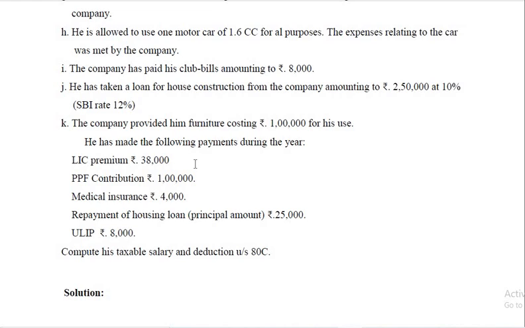Medical insurance comes under 80D, and therefore that is not to be taken here. It does not come under 80C. And then repayment of housing loan, principal amount. Yes, principal amount is available here for deduction under 80C. 25,000 should be taken. ULIP, unit linked insurance plan, also qualifies for deduction under 80C. One more thing, the assessee's contribution to recognized provident fund also comes under 80C. Most of the time we consider only the items given at the end. We forget to take the contribution of the employee towards recognized provident fund. So we have to take that.